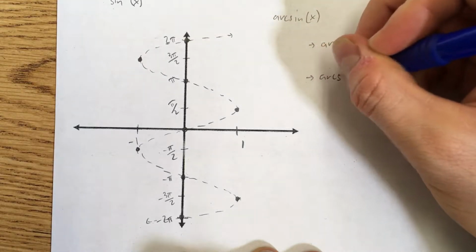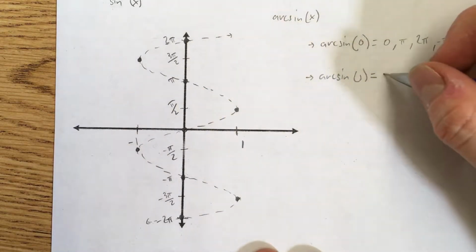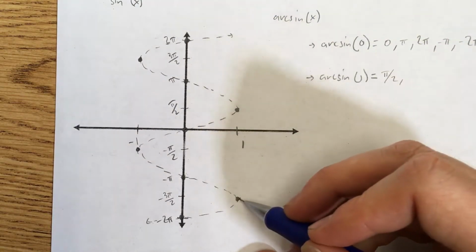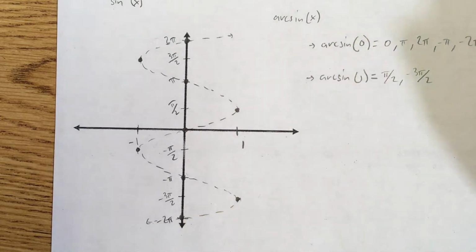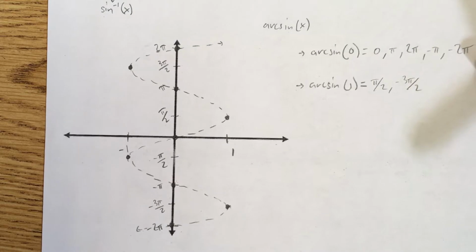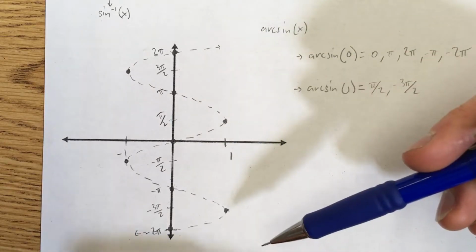Similar thing if I plug in 1. If I plug in 1, I might get pi over 2. I might get negative 3 pi over 2. And that is a problem because if you look at the top of the page or if you refer back, what we really want to do is create functions. And this is not a function.